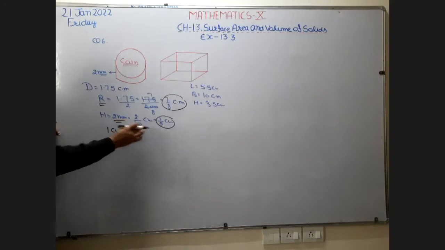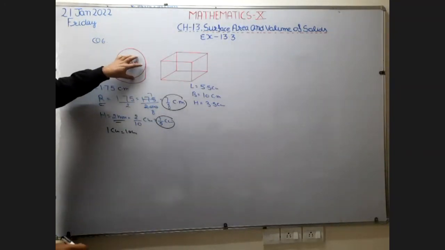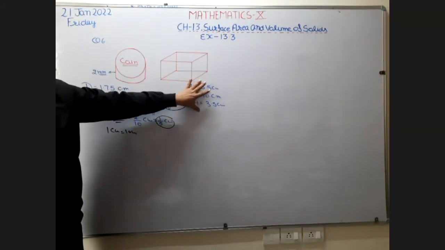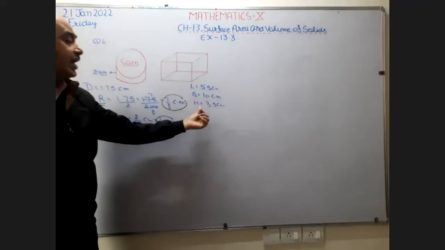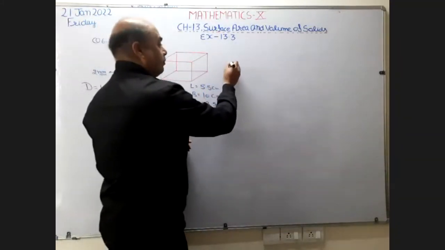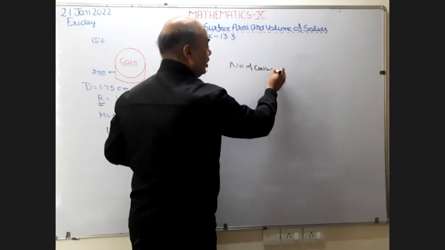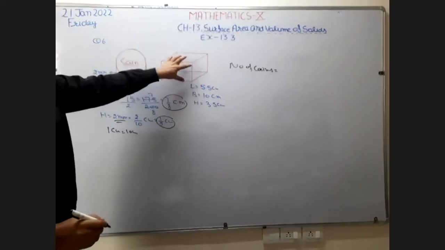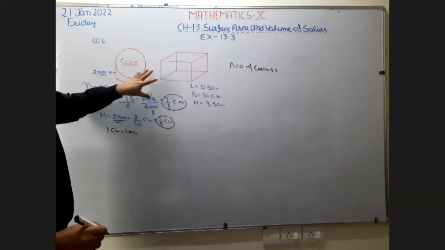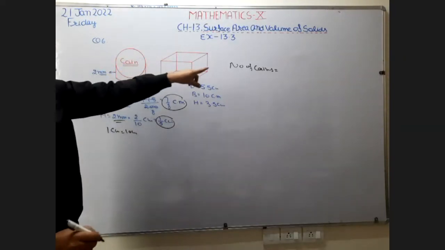Now the height of the cylinder is given and the diameter of the cylinder is given. With the help of these coins, I want to make this solid. So this is the shape of a cuboid. I want to find the volume of the cuboid, L B H, which means I require the number of coins. So I write here: number of coins is equal to the total volume of the solid divided by the volume of one coin. If I divide this volume by the volume of one coin, we get the total number of coins.